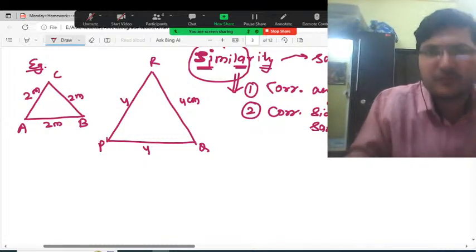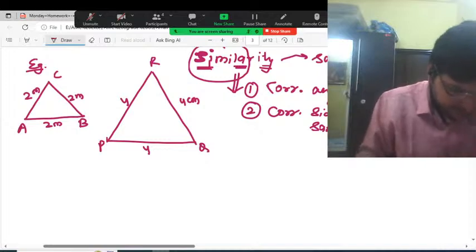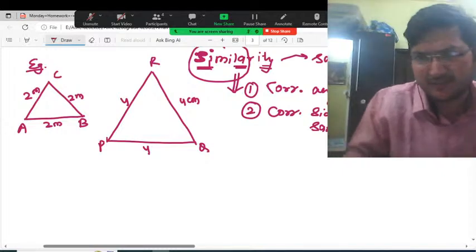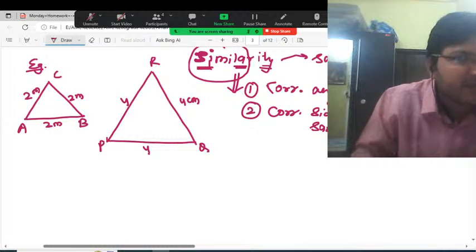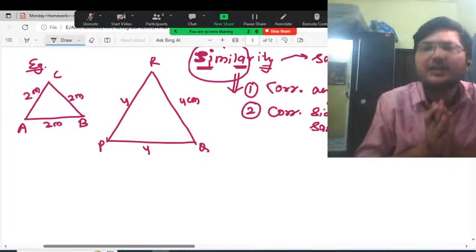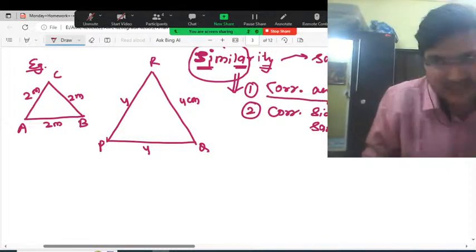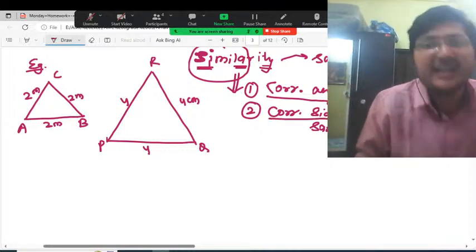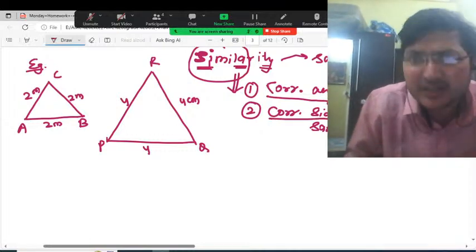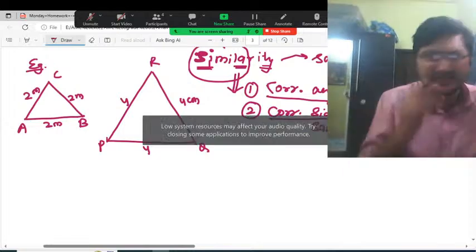Note it down: the same shape is here, and size may vary, size may be different. If we focus on their resemblance, we say that corresponding angles must be the same, and their corresponding sides must be in the same ratio. Same ratio also means proportional. In the next 15 minutes I will be telling you all about similarity.